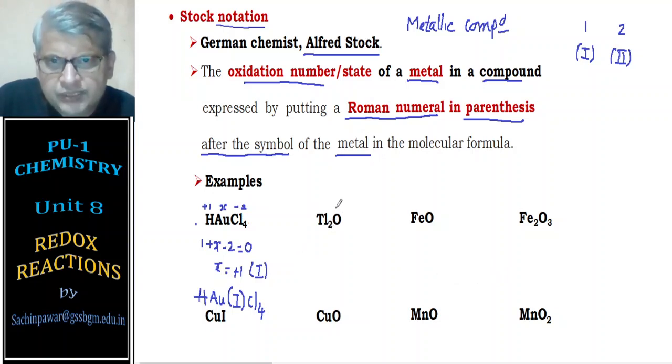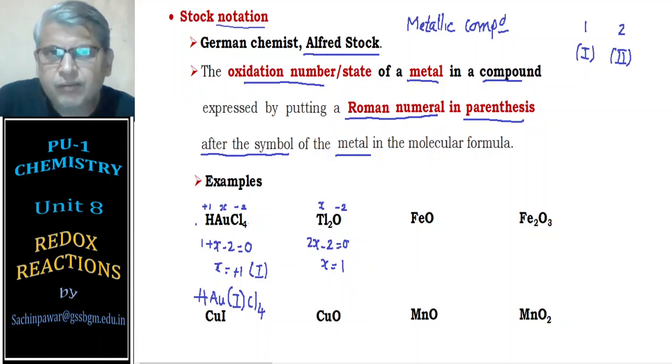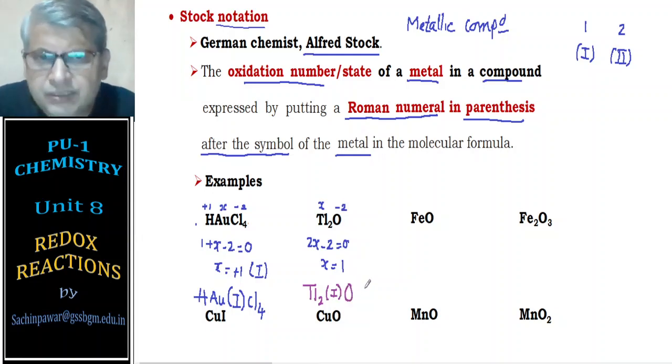Let us see. So this is -2, this is X. So 2X minus 2 is equal to 0. So X is equal to 1. So I can easily write the formula. The formula would be Tl twice, here it is Roman numeral 1, O. This is the stock notation for this compound.